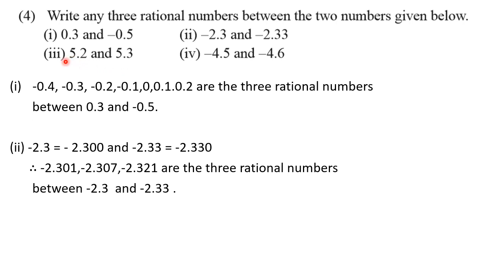Similarly, 5.2 and 5.3 you can write as 5.20 and 5.30. And in between 20 and 30 you have 21, 22 and so on. Similarly for this, considering only 1 zero further, you can write the numbers. Okay. So do these 2 sums as homework.